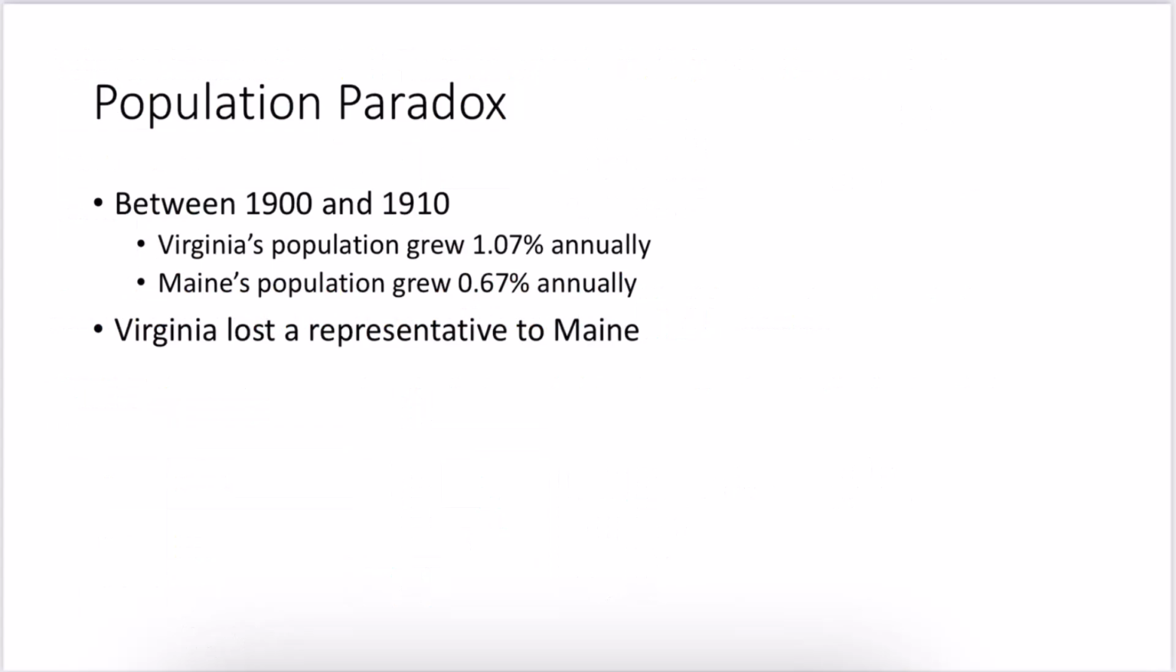And then the last paradox that happened is the population paradox. So between the 1900 and 1910 censuses, Virginia's population, which was originally much bigger, grew 1.07% annually. And Maine's population, which is a smaller population, grew a smaller percentage. However, when the reapportionment happened between 1900 and 1910, Virginia actually lost a representative to Maine because of the way that the decimals worked out.